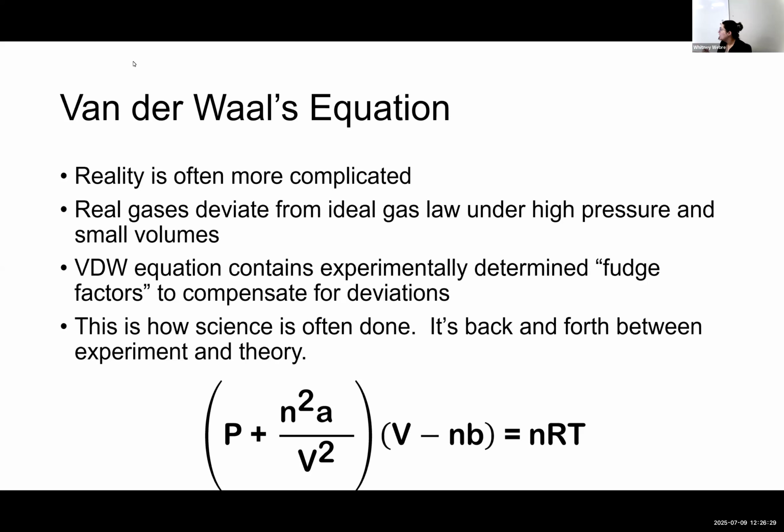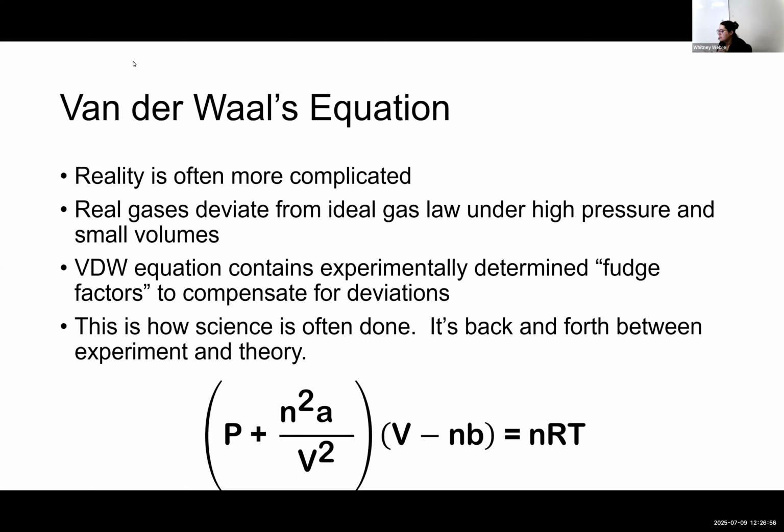I'm just showing you under non-standard conditions. So the temperature is different, the pressure is different, maybe the amount is different. Under different circumstances, we have to include different variables. So real gases deviate from the ideal gas law under high pressure and small volumes. The van der Waals equation contains experimentally determined fudge factors to compensate for those small deviations.